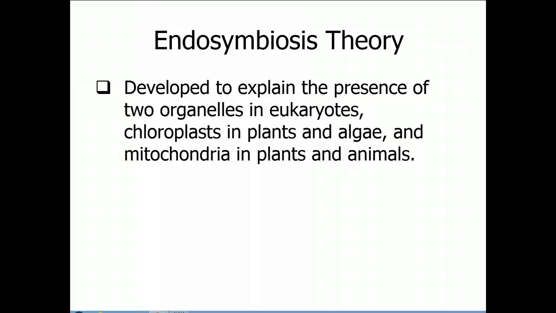Endosymbiosis. Endo means within, symbo means together, bio life. So an osis is a condition of together life within. So it's life that's sort of grown together. It's a theory that's been developed to explain the presence of two organelles in eukaryotes: the chloroplasts in plants and algae, and the mitochondria in plants and animals. These are the energy components of these two types.